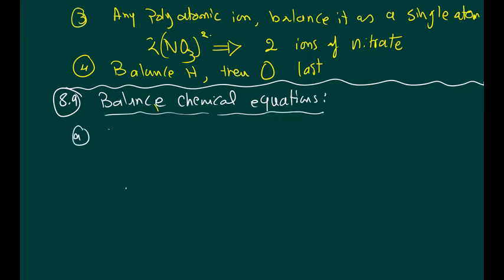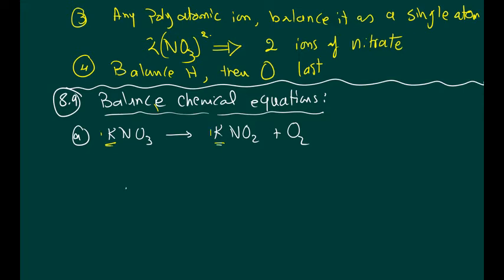Example 1. KNO3 gives KNO2 plus O2. How to balance this kind of equation? First, look at the atoms that are used only once in the equation, like potassium. I have 1 and 1, so it doesn't need balance.